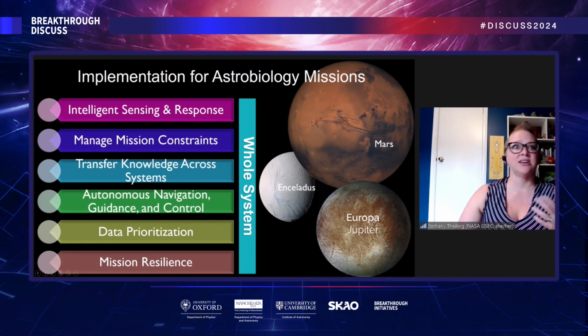So I know I'm running out of time, so I'll end with this: we built this as an entire system so that it should take in information about the spacecraft, about fault detection, about its navigation and guidance. It should be able to transfer knowledge across systems. It should be able to manage its mission constraints, so you can hard code those things in.